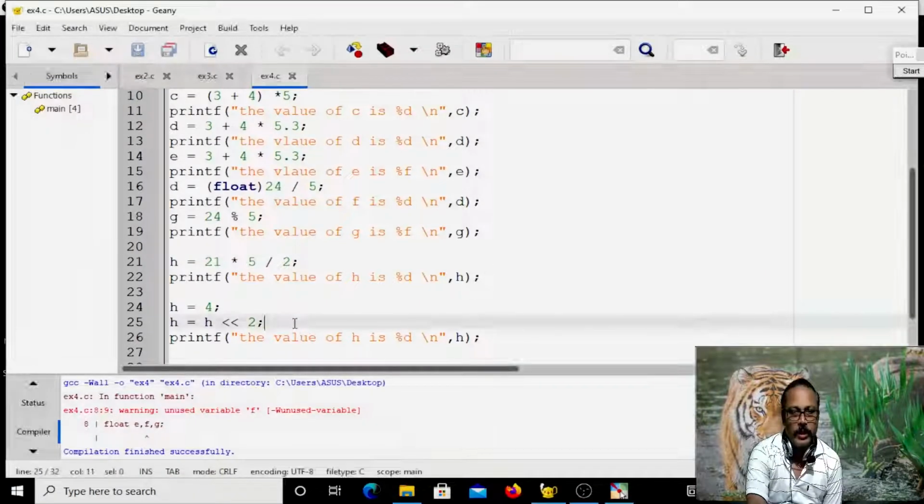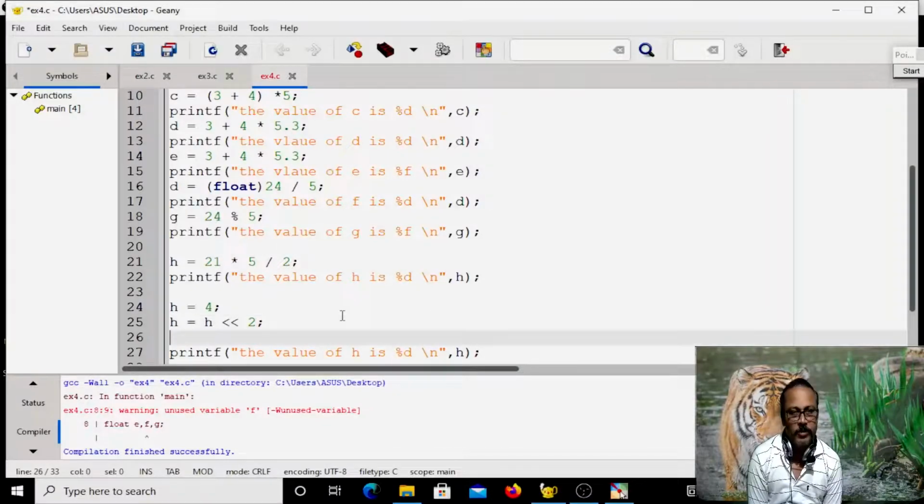You try the right shift. Now it is 16, after left shifting. So if you want, you can try it out again.